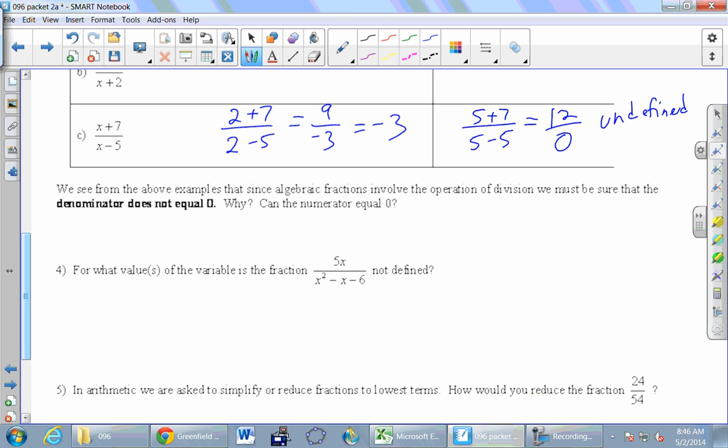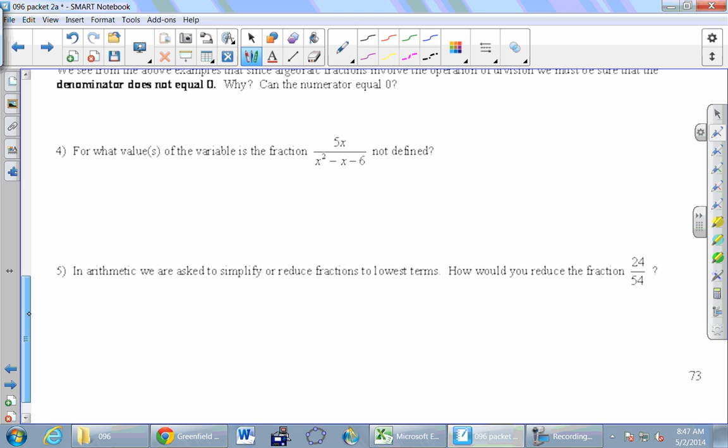Okay, so let's try number 4 here. It says, for what values of the variable is that fraction not defined? When is it not defined? So what we've just seen is that something is undefined or not defined when there's a 0 where? Upstairs or downstairs? Downstairs. So you could care less about the 5x that's sitting upstairs. It's irrelevant. It could be anything. You just need to worry about the bottom. So what you're looking for is places where the bottom is equal to what bad number? 0. And that's all that we have to do is figure out when the bottom is equal to 0.